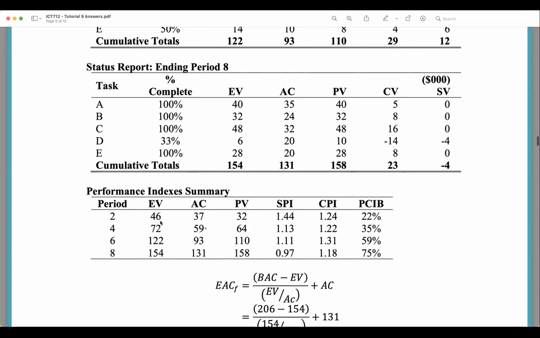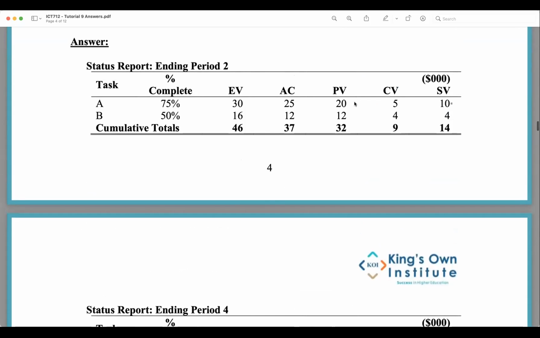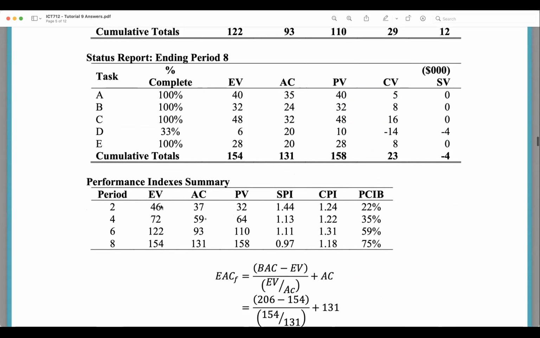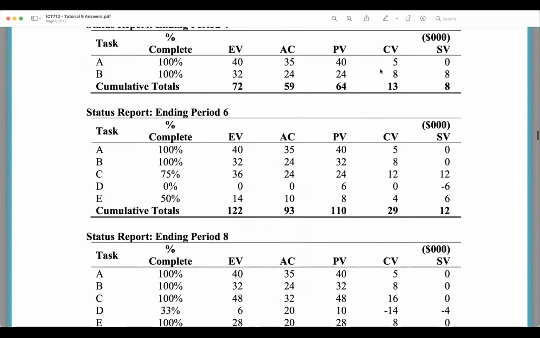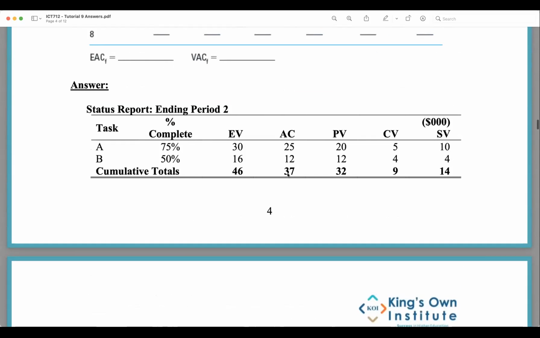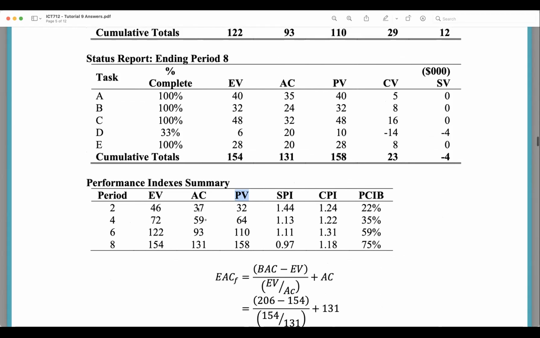Actually, sorry, I might have looked at the wrong thing. EV, actual cost, PV. Okay, I did look. EV, actual cost, PV: 30, 25, 30, 25, 20. So that's here 30. Am I looking at the wrong thing? Period 2 earned value. Okay, I'm looking at the bottom one, not the accumulative one. Okay, 46, 37, 32. That's the accumulated for period 2. And that's again 46, 37, 32.